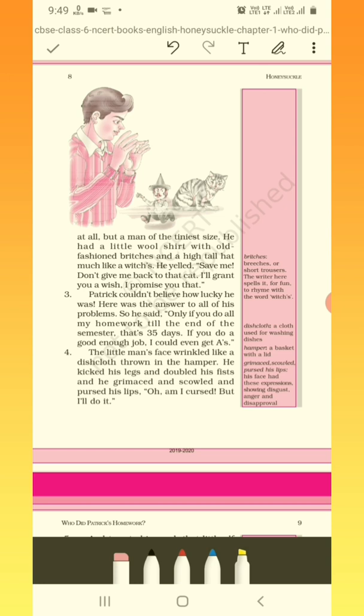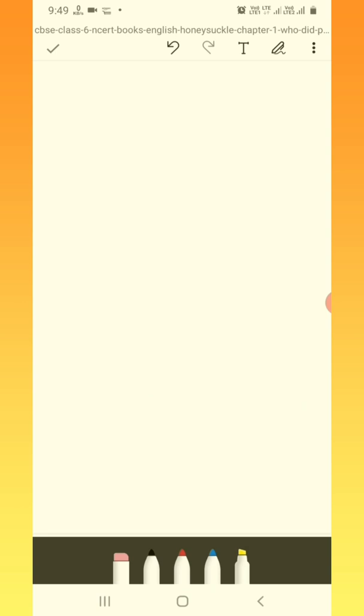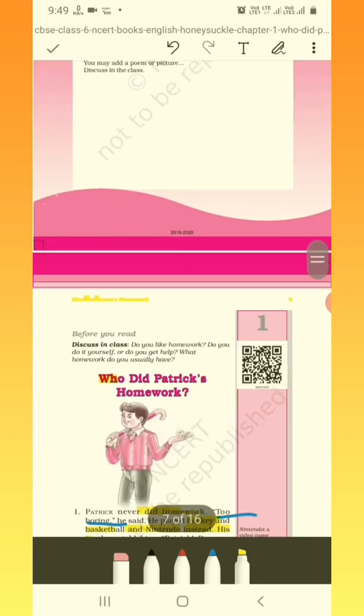All right. So he had a little wool shirt. This man wore a little woolen shirt with old-fashioned breeches. Sorry, the screen has disintegrated. I'll try to bring it back.